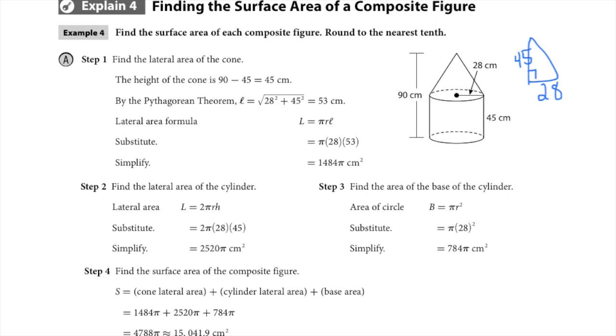Just wanted to remind you that when we get 15,041.9, notice your book did not put any decimals in until the last step.